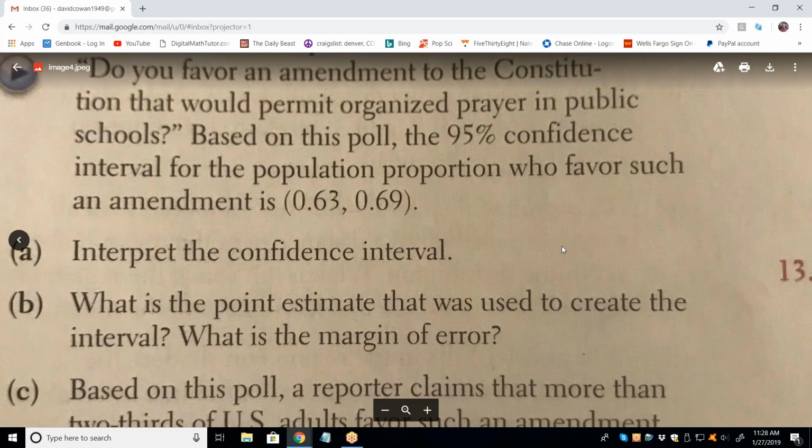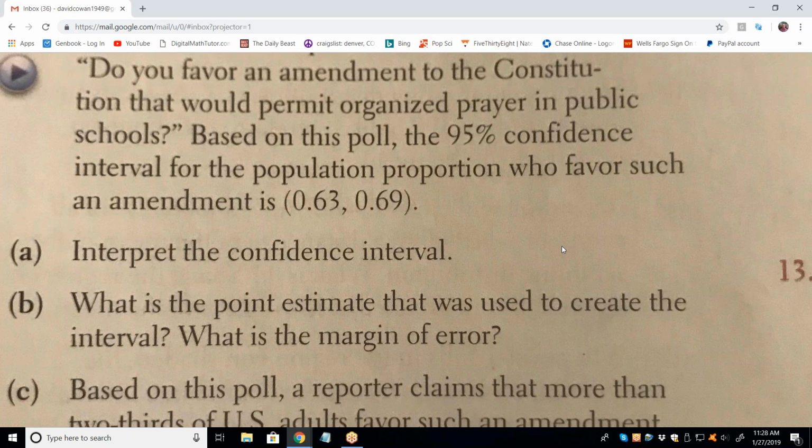Okay, again, they don't ask you to calculate anything here. They merely ask you to interpret. Do you favor an amendment to the Constitution that would permit prayer? That's a yes or no question. And based on this poll, the 95% confidence interval for the population is between 0.63 and 0.69. So interpret that confidence interval. What does that mean? Wouldn't it be like, I don't know, we're this percent confident that it's between the lower set of data and the higher set of data?